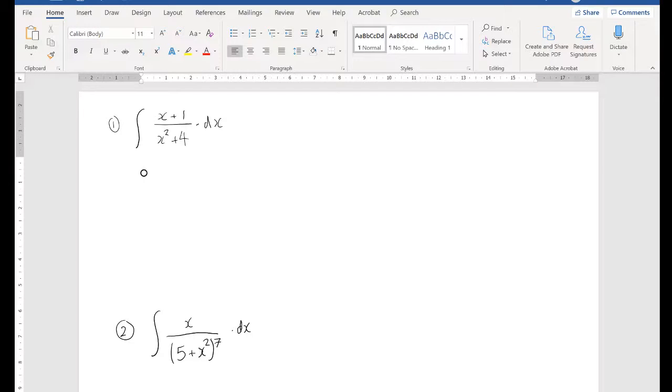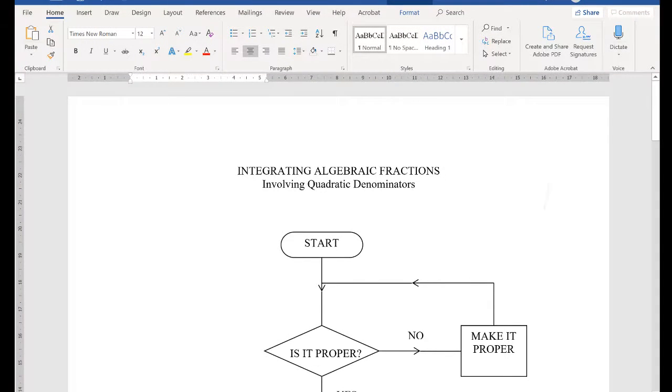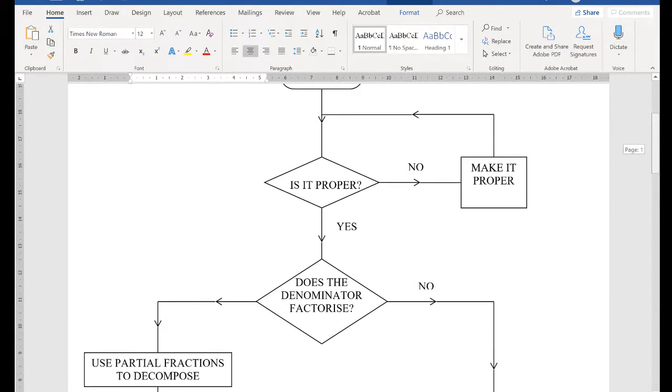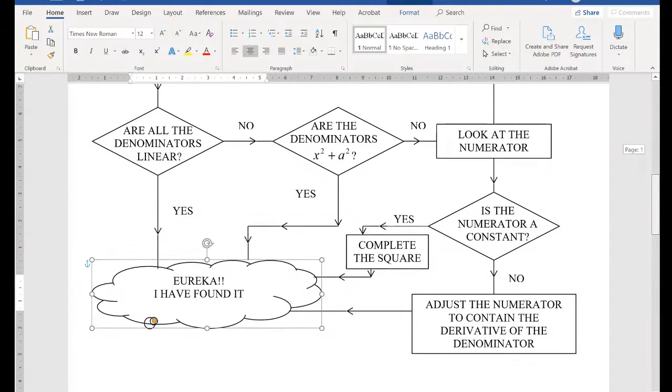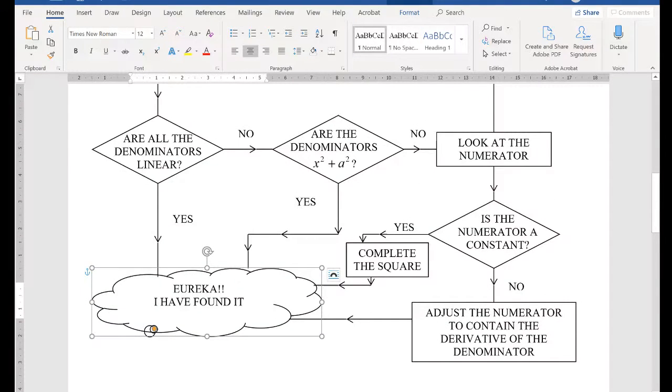So the first one we're looking at here, straight away we can see, okay, well, we have a quadratic denominator, but we cannot factorize it. And so, okay, well, let's have a look at this mind map. Alright, it is proper because the numerator's degree is smaller. It does not factorize, no. So then it says, look at the numerator. Is the numerator a constant? No. It says, adjust the numerator to contain the derivative of the denominator.